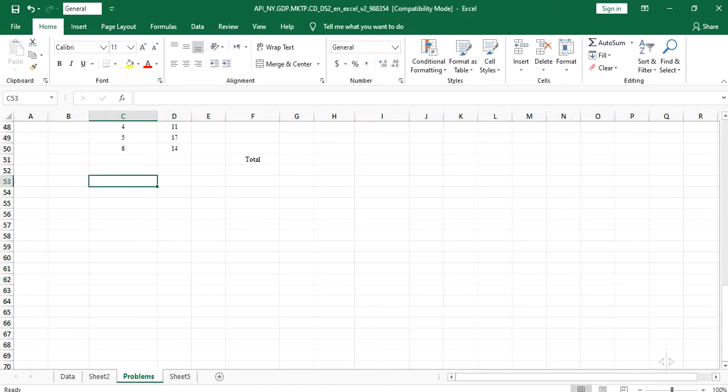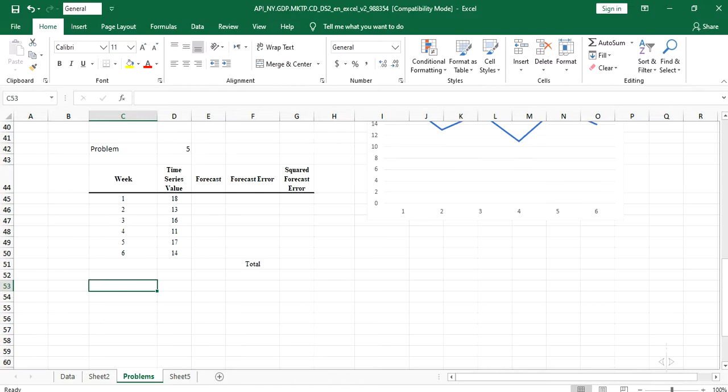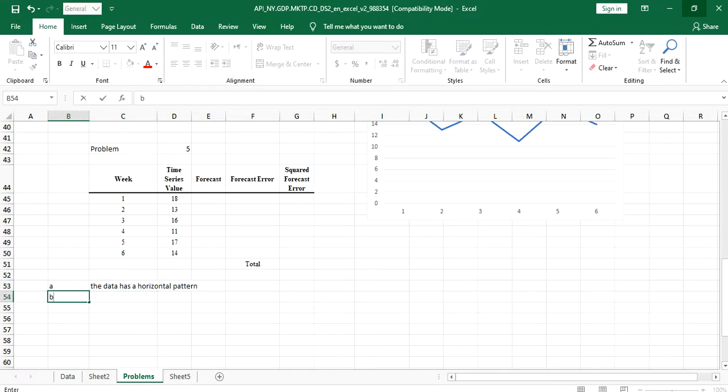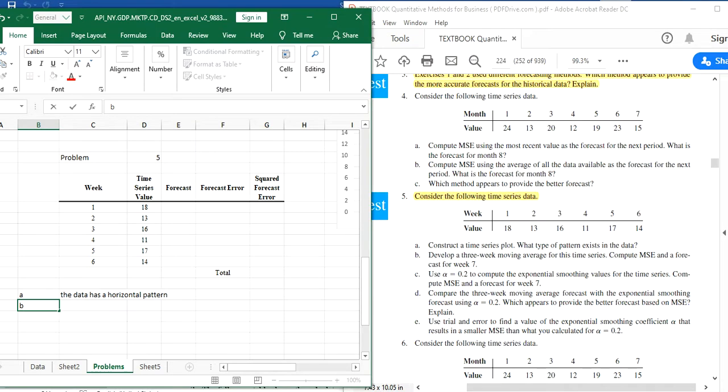Okay, first answer, A. Let's start from here. The data has a horizontal pattern. B. Develop a 3-week moving average for this time series. Compute mean squared errors.